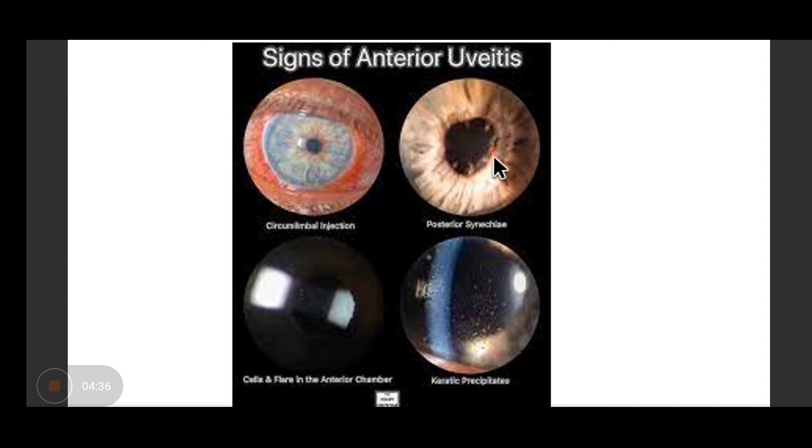Posterior synechiae, which is the synechiae between the iris and the lens. This is because of long-standing or acute inflammation. Cells or flare in the anterior chamber. This is due to the neutrophils which get accumulated in the anterior chamber. Mind you, the anterior chamber is otherwise quiet.